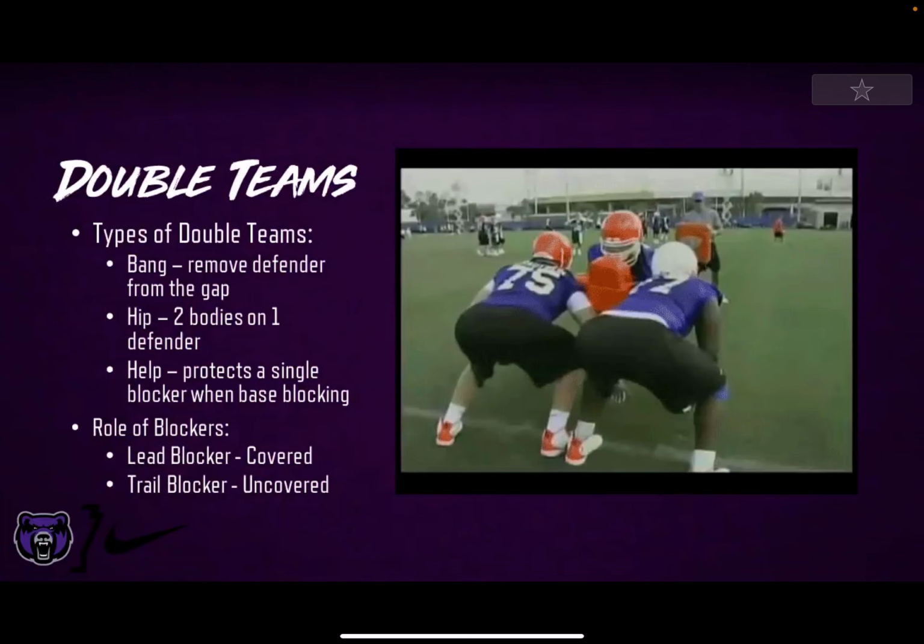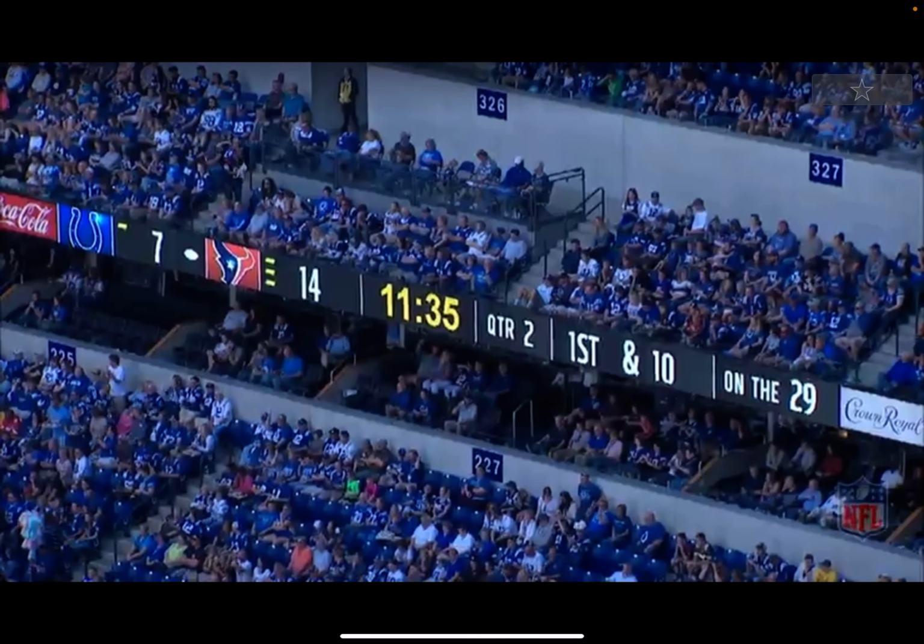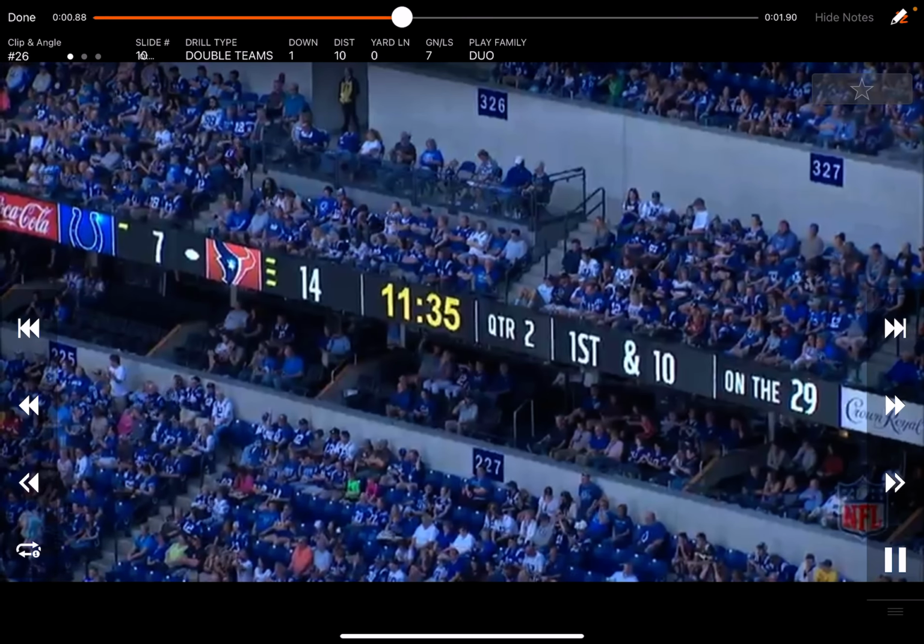Won't get too in depth about that, but that's just so you have an understanding of what's going on with the blockers during a run play, because that's where it starts, is up front where there's people blocking, whether it's an offensive lineman, tight end, receiver, or fullback. All right, we'll take a look right here at a couple of examples of those double teams.